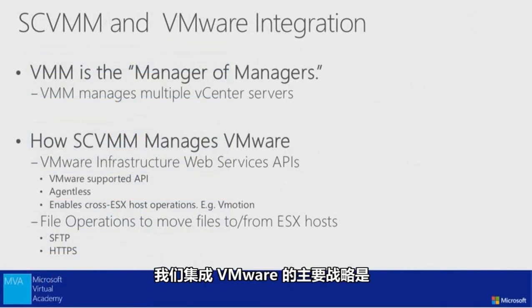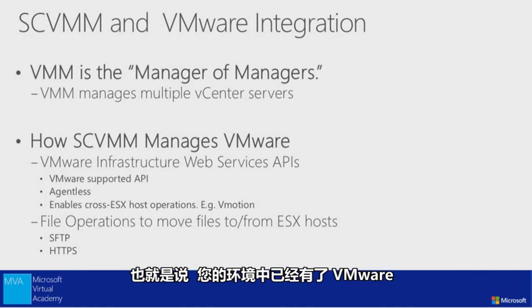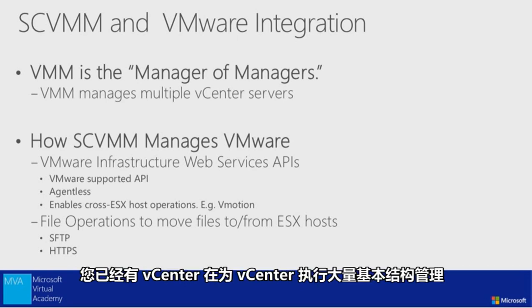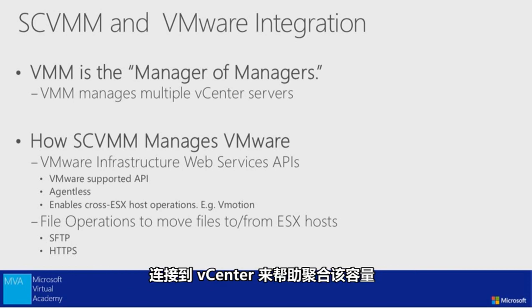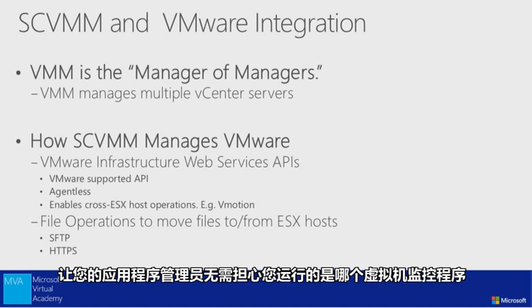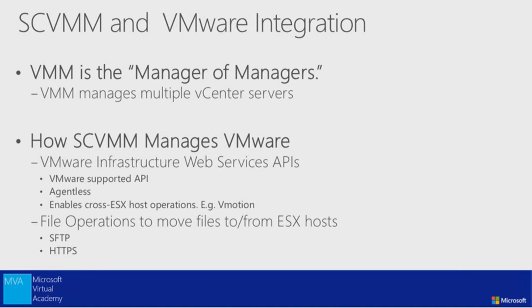Let me show that. So our main strategy for integrating with VMware is to have Virtual Machine Manager be the manager of managers. And by that I mean you've already got VMware in your environment. You've already got vCenter doing a lot of the basic fabric management. So what we want to do is connect Virtual Machine Manager to vCenter to help aggregate that capacity and really let your application admins not worry about which hypervisor you're running today and which mix of hypervisors you run as you change and adopt more of Hyper-V.